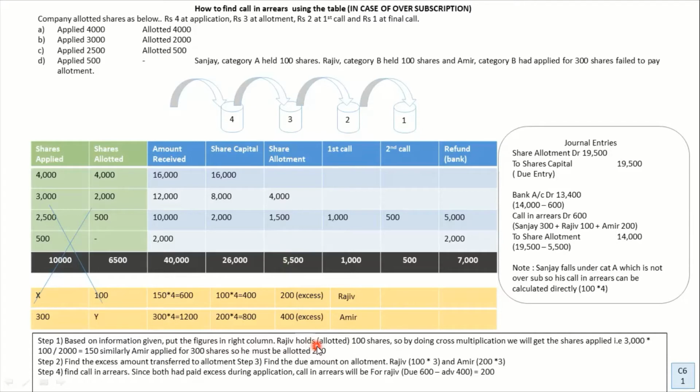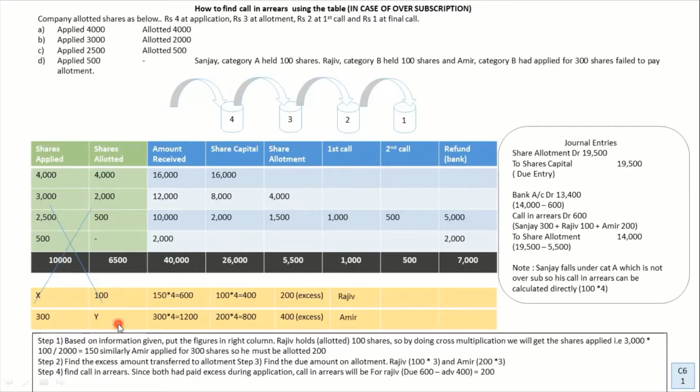For whom? Rajiv. Let's talk about Amir here. Amir who applied for 300. Look, these words are very important. Applied and held. Held means allotted. Applied means he has applied. So straight away this 300 will come here. What would be the shares he was allotted? Same thing. 3000 became 300. So 2000 became 200, isn't it? So this is how we can use the smart mathematics and do it.